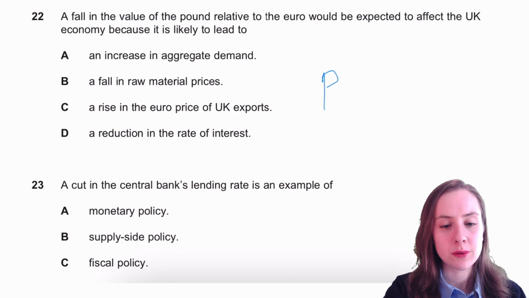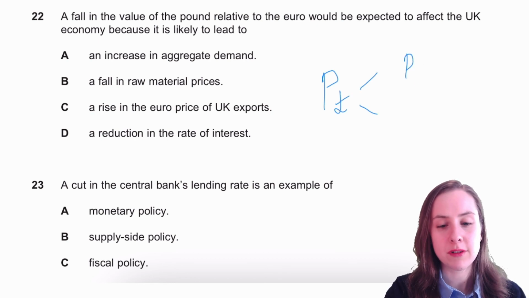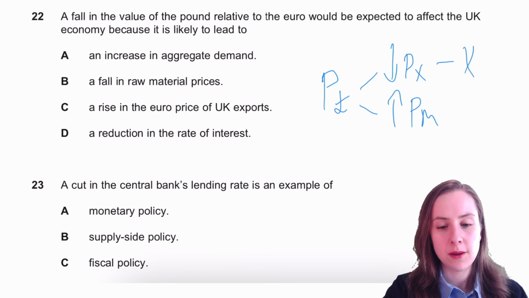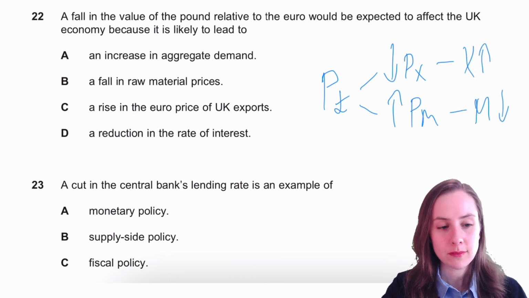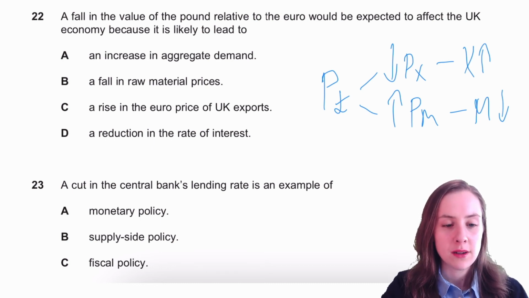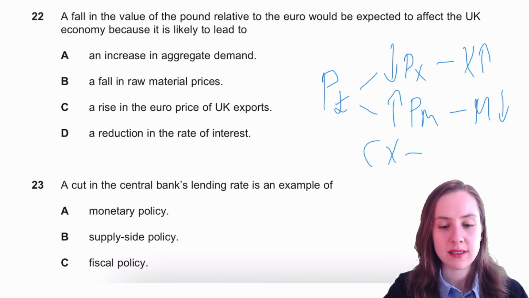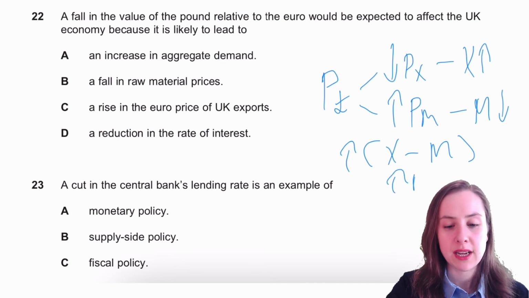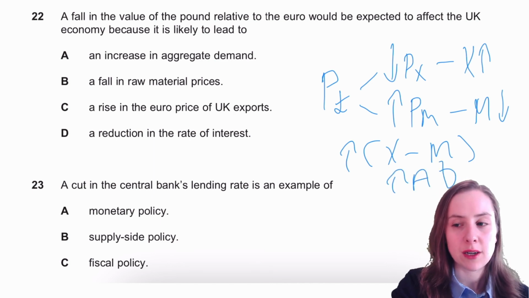The pound falls, you are going to have cheaper exports, more expensive imports. X should increase, M should decrease. By the way, there's more to that, but that's something that you learn in year 13. Right, so I'm predicting that X minus M is going to increase for the UK, and that increases AD, yeah. So I think that one's the answer.